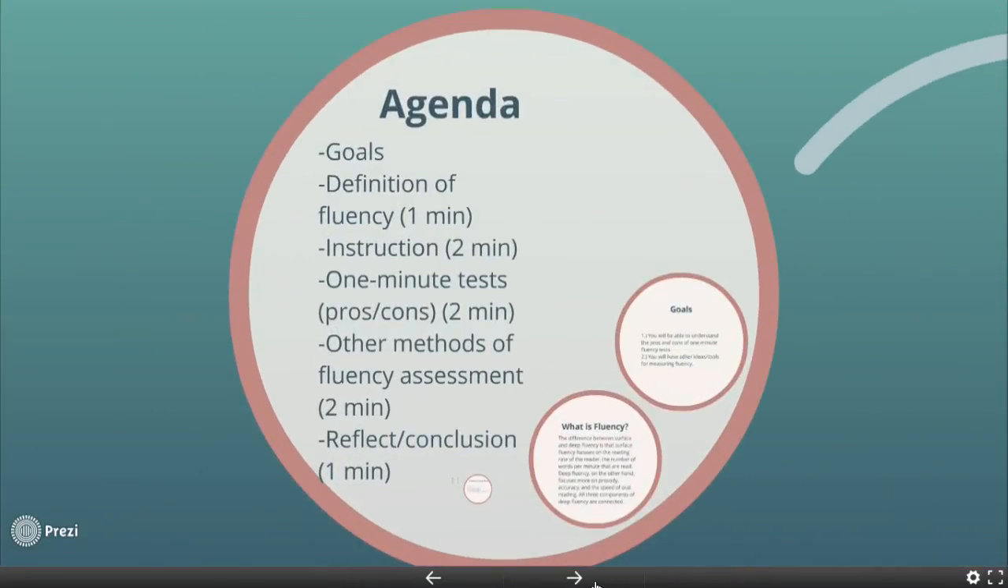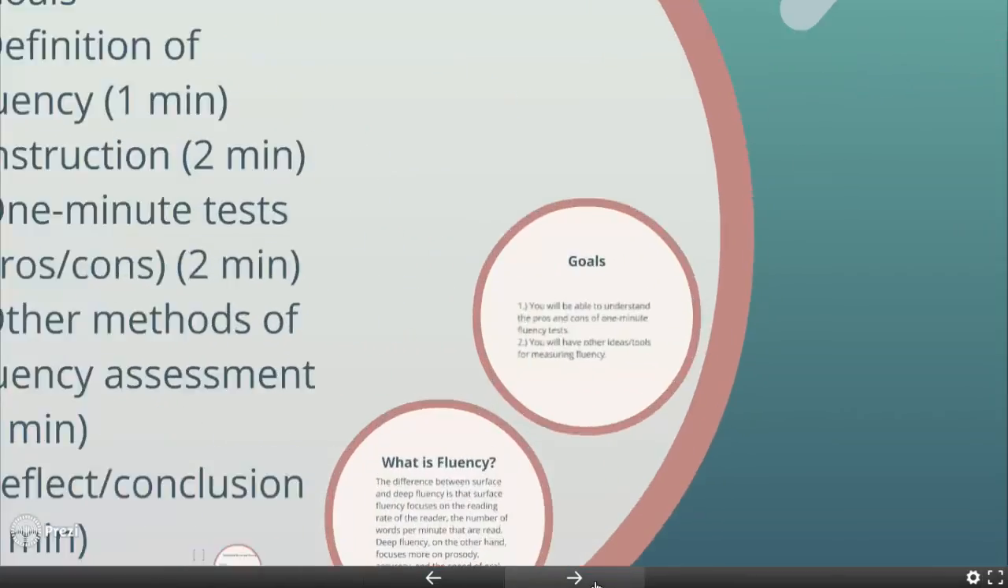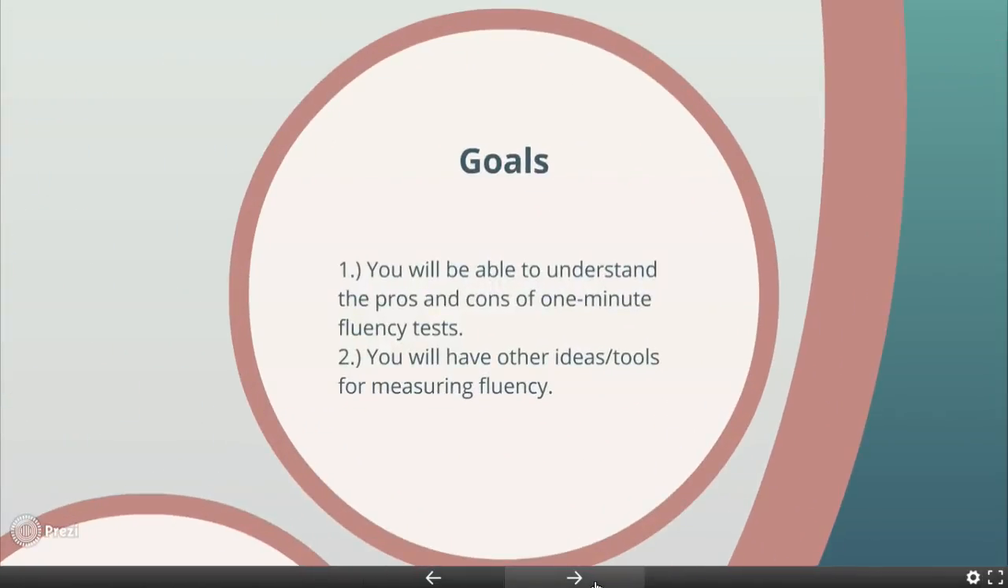The agenda for today is to go over the goals, definition of fluency, instruction, 1-minute tests, the pros and cons, other methods of fluency assessment, and have a reflection and conclusion. So in this article, it really talks about the pros and cons of a 1-minute reading assessment, such as FAST. Today, I hope you'll be able to understand the pros and cons of a 1-minute fluency test, and that you will also have other ideas and tools for measuring fluency in your classroom.